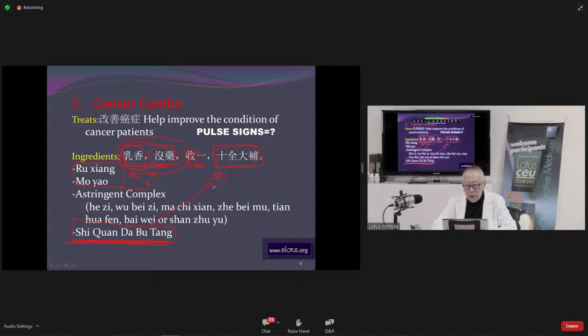Doesn't matter what kind of inflammation there. You just use it and the swelling tissues will go away. Like I treated several with leukemia and thyroid cancer. All those things just disappear with 十全大补. I cannot explain why, but it really works. The 十全大补 stuff. Okay. Any questions?